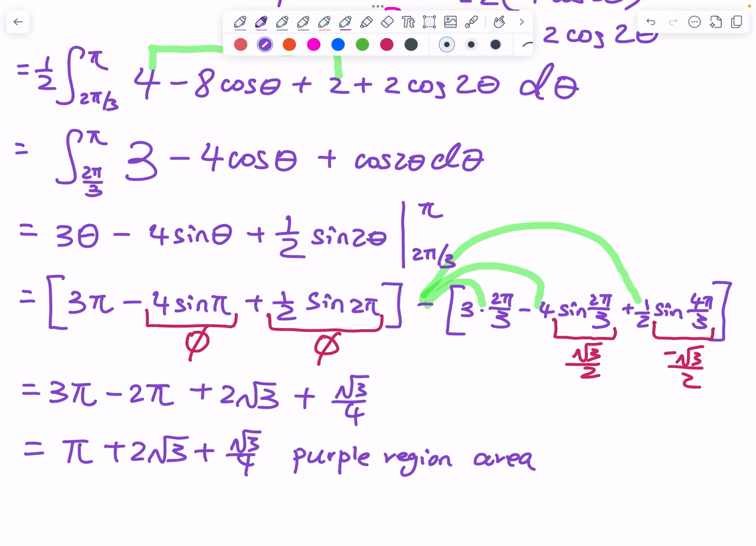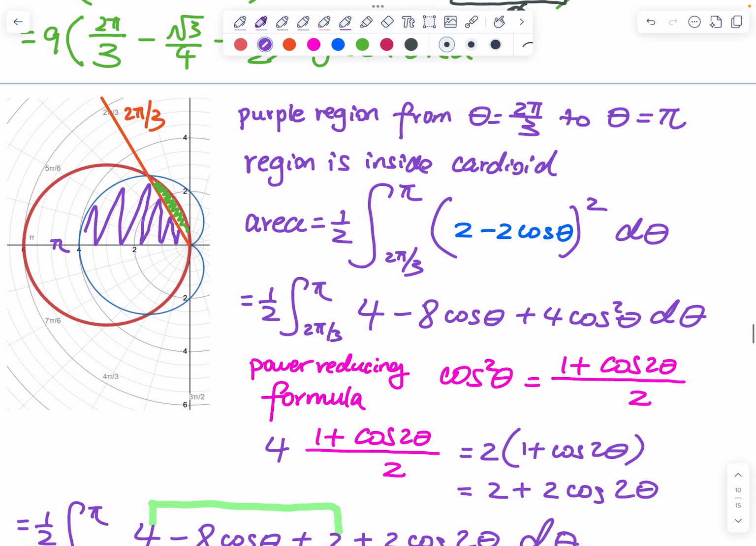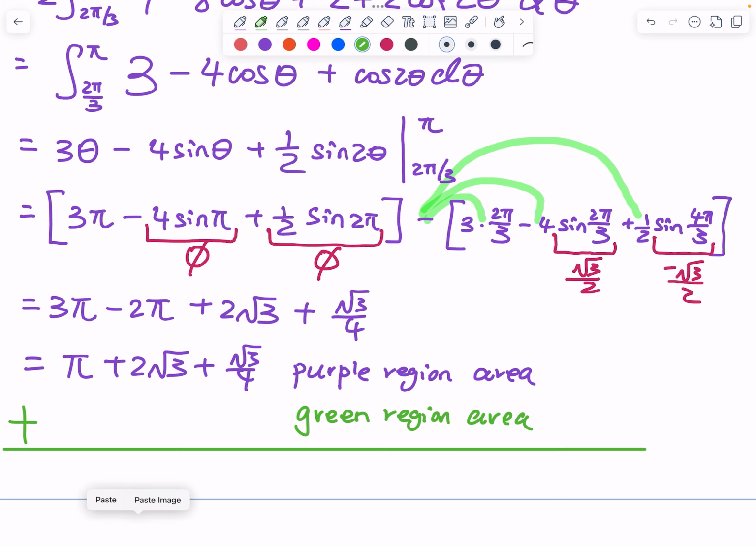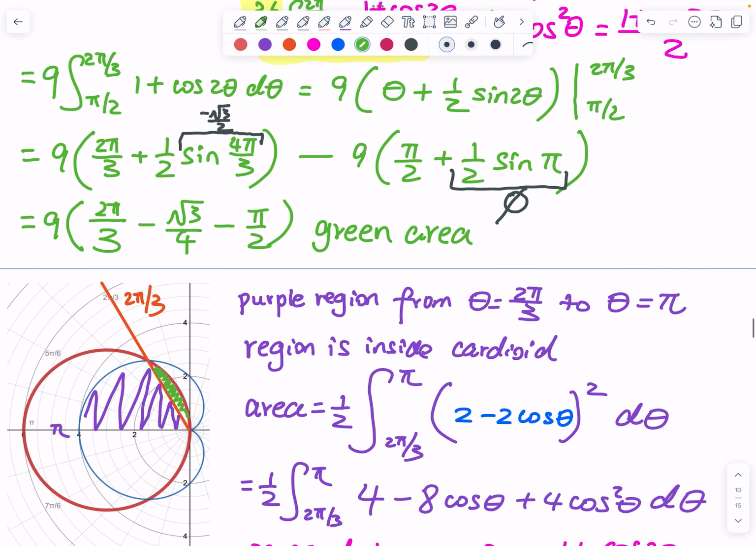Okay, what do we have so far? We have a purple, we have a green. Let's add them: purple plus the green region area. When you add them, what do you get? The green, I still need to do a distribution. Can we just do that? I'm talking about this distribution.